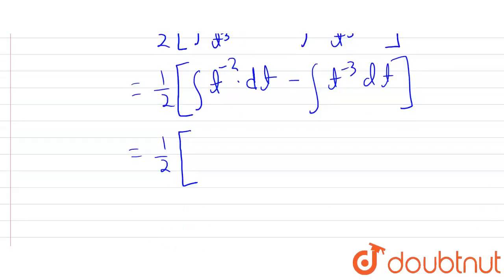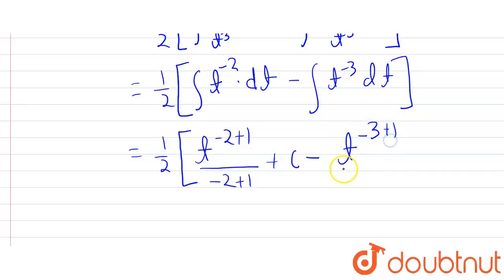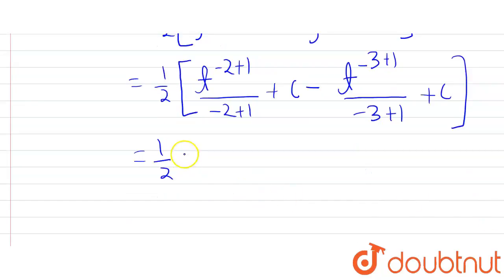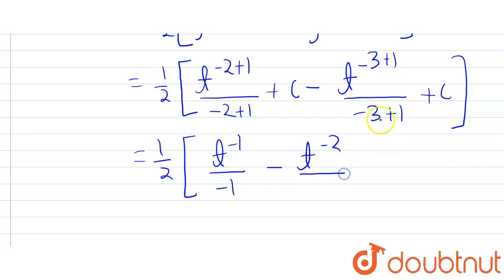Now over here it will be 1 upon 2. If we integrate t to the power minus 2, it will be t to the power minus 2 plus 1 upon minus 2 plus 1, plus c, minus the integral of t to the power minus 3, which is t to the power minus 3 plus 1 upon minus 3 plus 1, plus c. Now this will be 1 upon 2. We can write this as t to the power minus 2 plus 1, which is t to the power minus 1, upon minus 2 plus 1, which is minus 1. Let's take the common c at the last. Minus t to the power minus 3 plus 1, which is t to the power minus 2, upon minus 3 plus 1, which is minus 2, plus c.